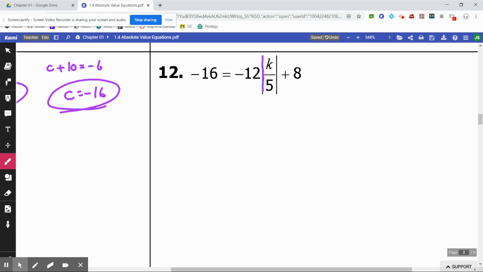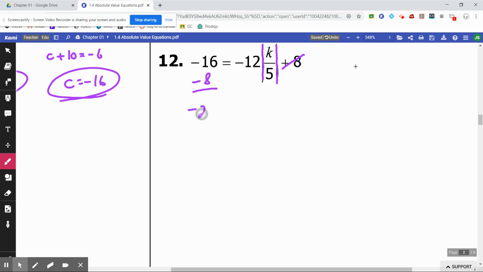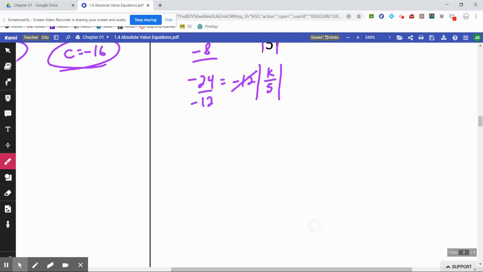Isolate these absolute values. First off, by moving the +8. If there's like terms, move those first, and that's going to be -24 equals -12 times the absolute value of k over 5. Since these are being multiplied, let's divide by -12, and it gives you 2 is equal to the absolute value.